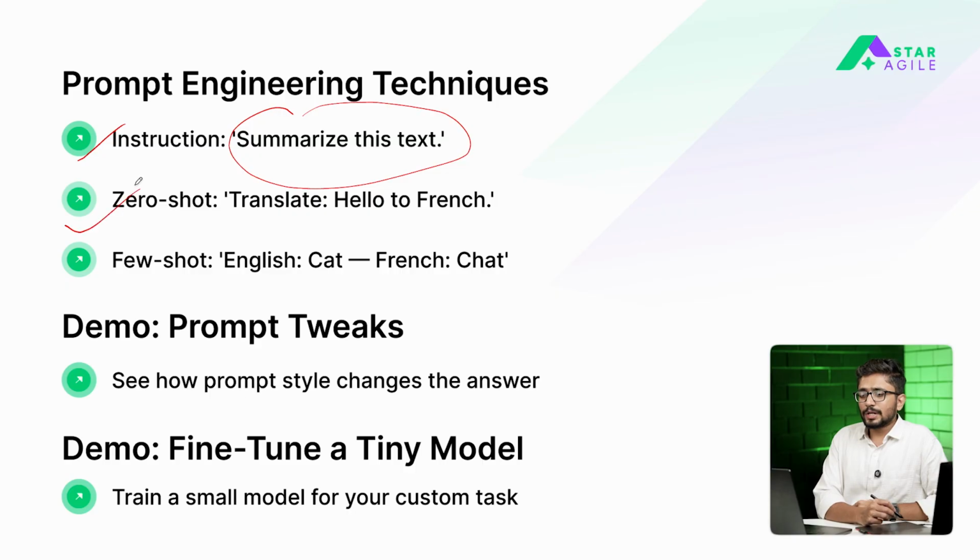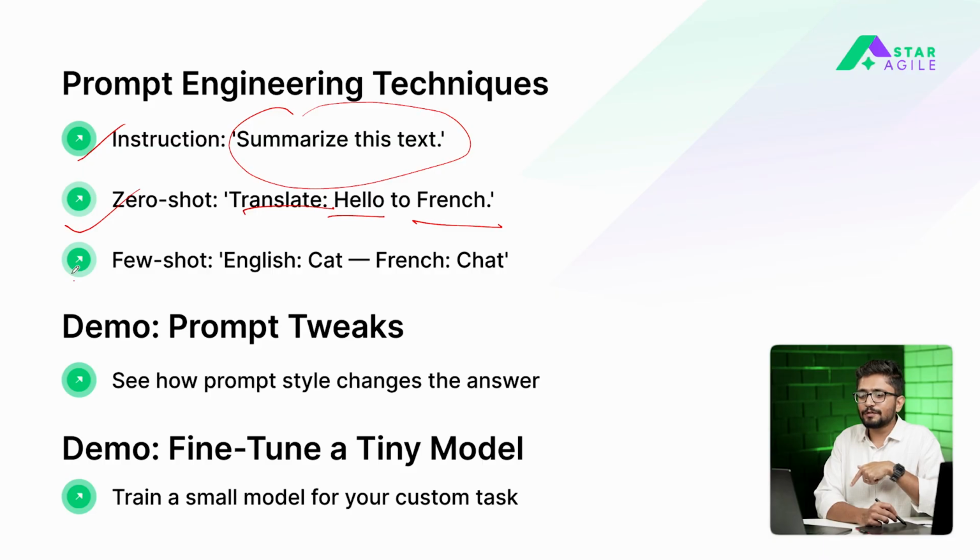The second one is known as zero-shot prompting. In zero-shot prompting, you give an instruction and you give a value that it is supposed to act on. In this example, it says translate hello to French. In this case, we are not giving it any examples of what the translation of hello looks like in French. We are expecting the model to know what the translation of hello is in French.